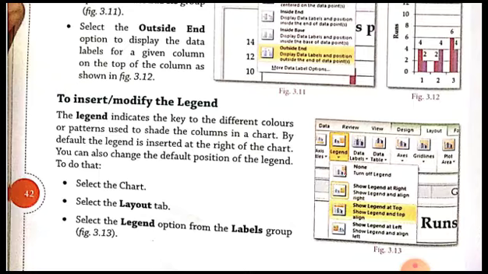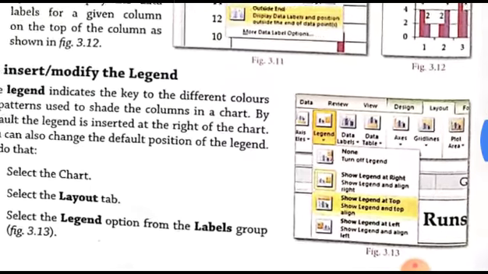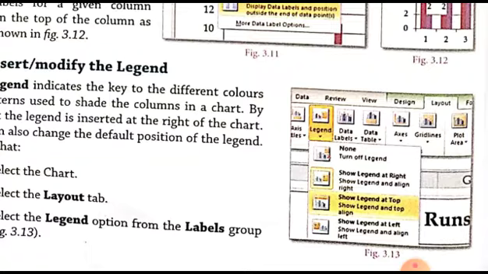We can also change the default position of the legend. For that we have to follow these steps. First of all, select the chart. Then select the layout tab. This step is common to every modification you have done up till now. Then the third step is to select the legend option from the labels group. You can see the labels group here, and this legend option is shown over here.